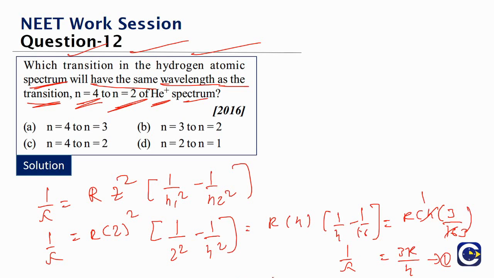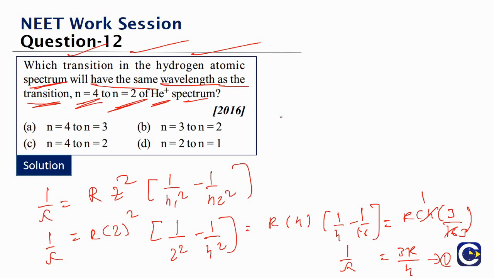Now what we need to do? We have to find out which of the transitions in hydrogen will be giving us the same value of lambda. That is the question. If you are a little bit comfortable with numbers, then we can look at the options and approach in an order. But otherwise we can just go with option A onwards. We can check each of them.